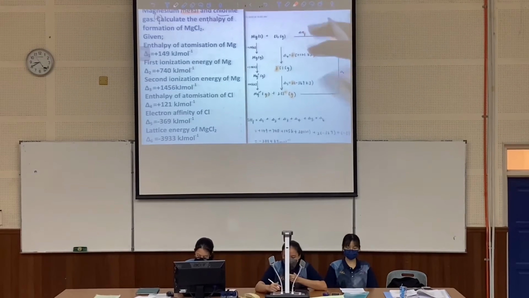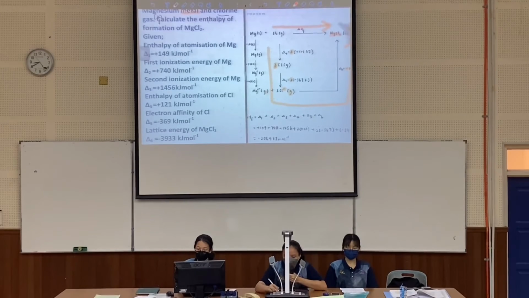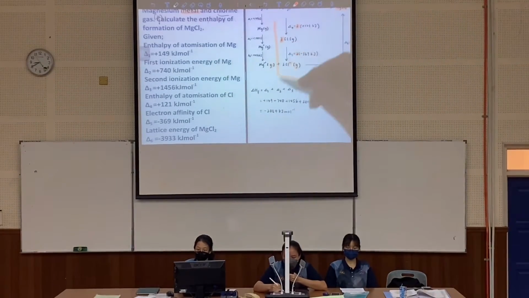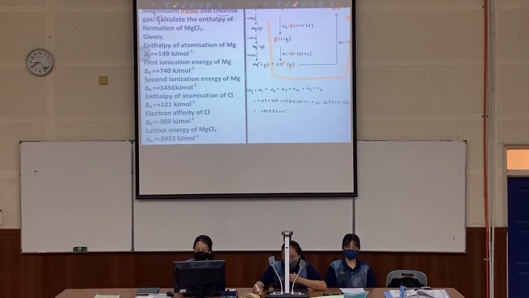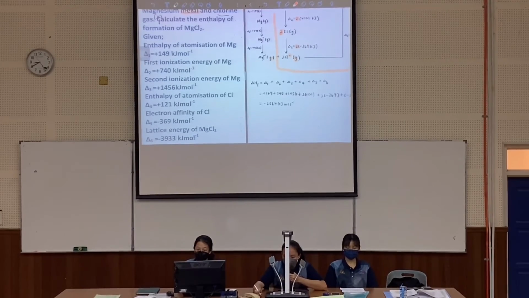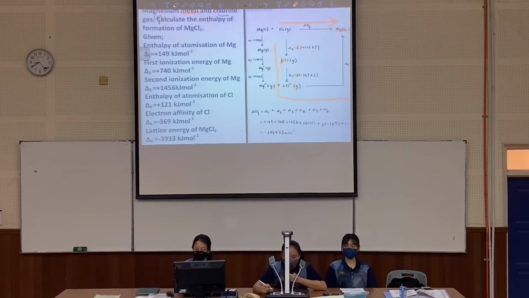You can see this pathway is actually the same as this pathway. So the enthalpy of formation for MgCl2 is adding up all these. The enthalpy of formation of MgCl2 is positive 149 plus positive 740 plus 1456 plus 2 times 121 plus 2 times negative 369 plus negative 3933. So we'll get negative 2084 kilojoules per mole. And in the Born-Haber cycle, you don't need to put the per mole there, and you can just write the answer here.